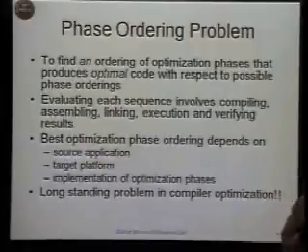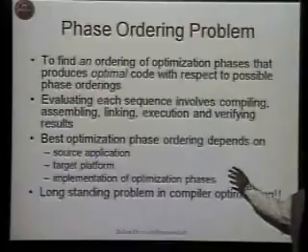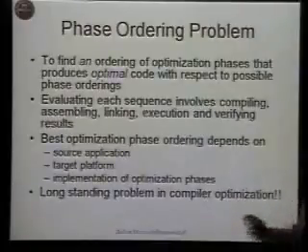At the same time, it is found that there is no one ordering of phases which will produce the best code for all applications. The best ordering changes by the source application, by the target platform, and also on how the optimization phase is actually implemented in the compiler. As a result, obviously, phase ordering has been a long-standing problem.